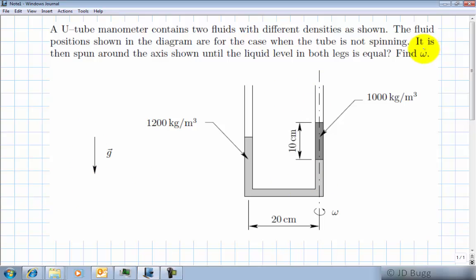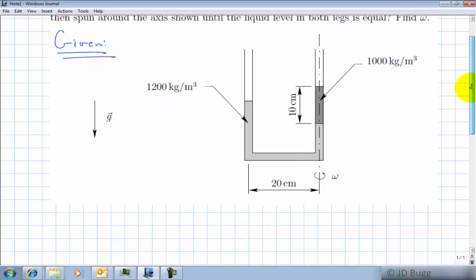So what happens now is this tube is spun around the axis shown. Notice there's an axis shown here, and there's an omega indicated down here around that axis, and it's spun until the liquid level here and the liquid level here is equal. And what we're trying to find is this omega. So that's what we're after. The given information in this case is really the diagram that we've already been given, and we may add some supplementary information as we proceed through the solution.